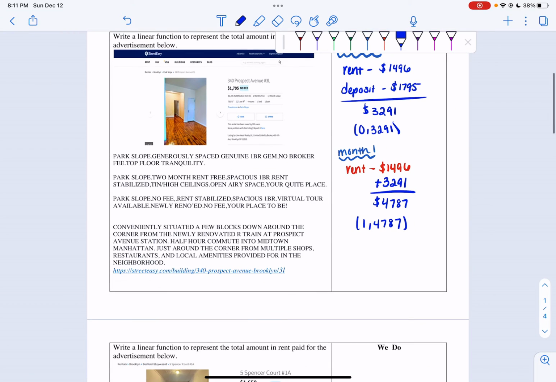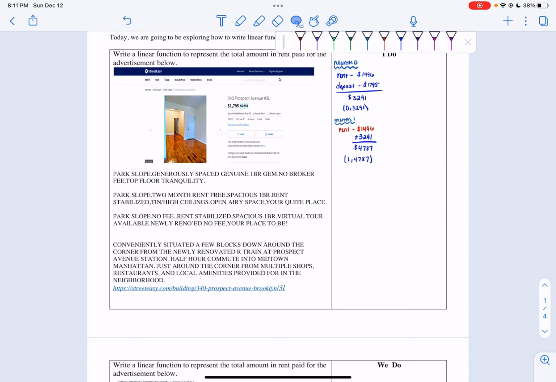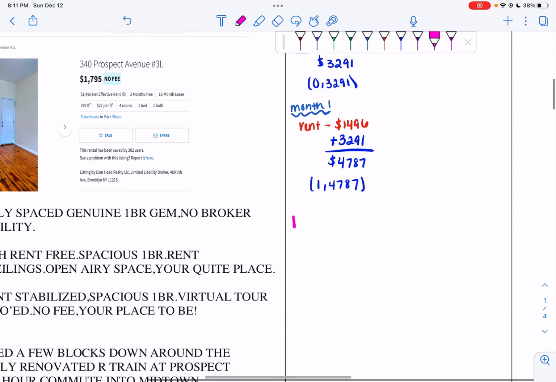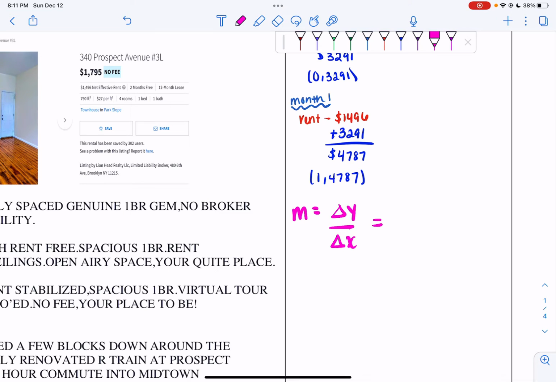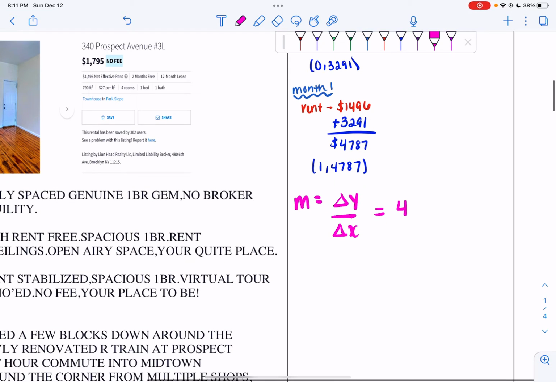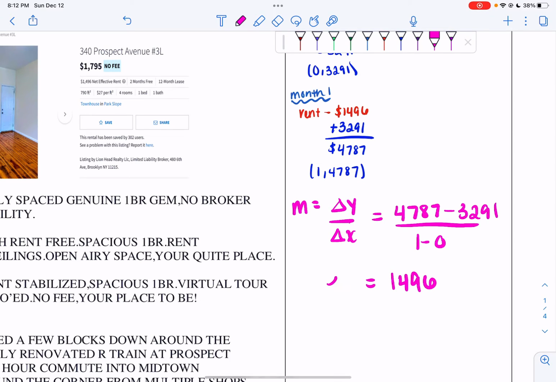Now with those points, we're going to calculate our slope. To calculate our slope, we use the slope formula of delta y over delta x. So I subtract my y values of $47.87 and $32.91, and I divide it by 1 minus 0. When I type this in my calculator, I get $14.96. So I can say my slope is $14.96.